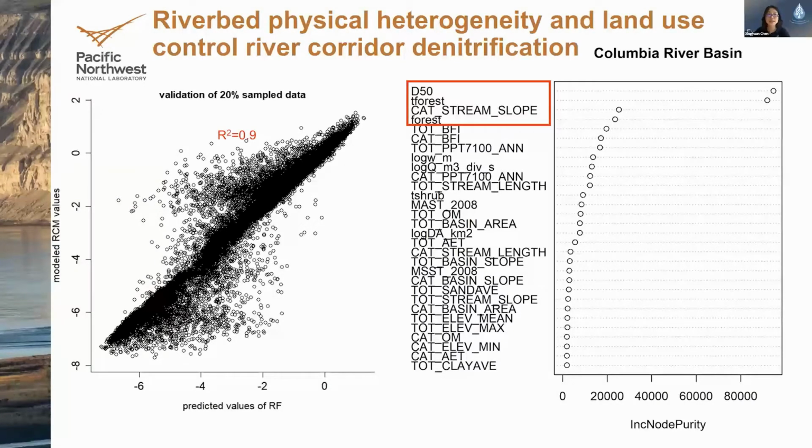In this case, it's pretty good because the R square is about 0.9. And you can also see most of the points are along the one-to-one line. We can also look into details of which variable is explaining most of the variance. So in this case, across the Columbia River Basin, we found the riverbed physical heterogeneity and the land use control are the most dominant factors in determining the spatial pattern in total nitrate that is removed in our system.